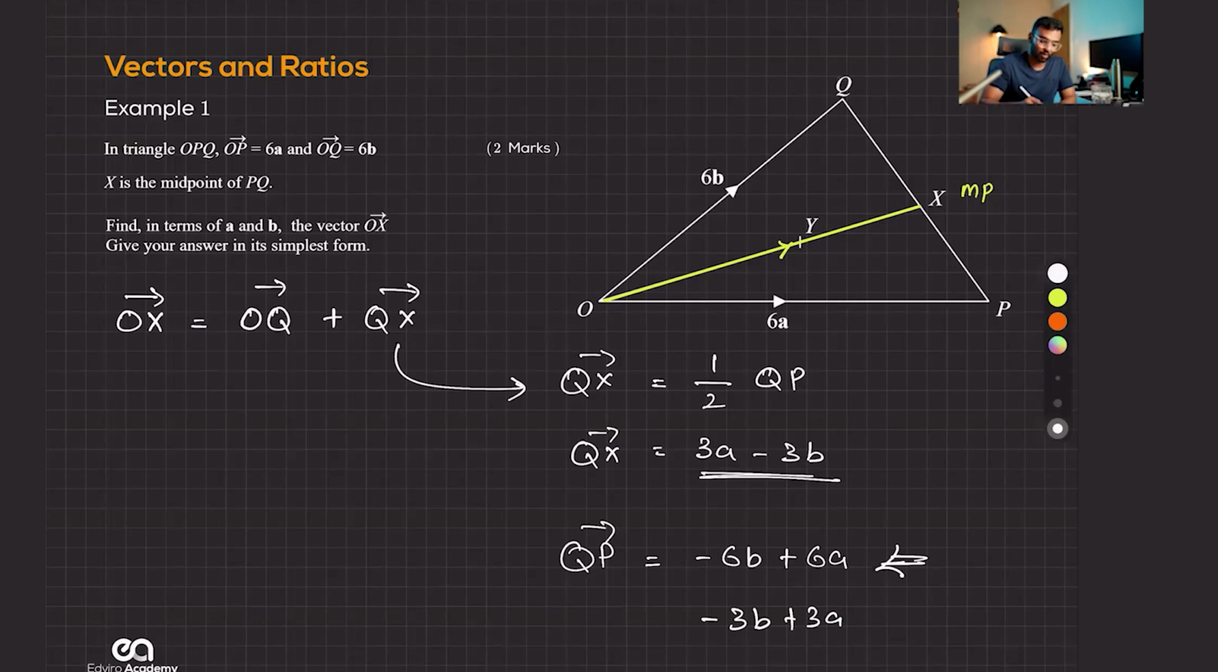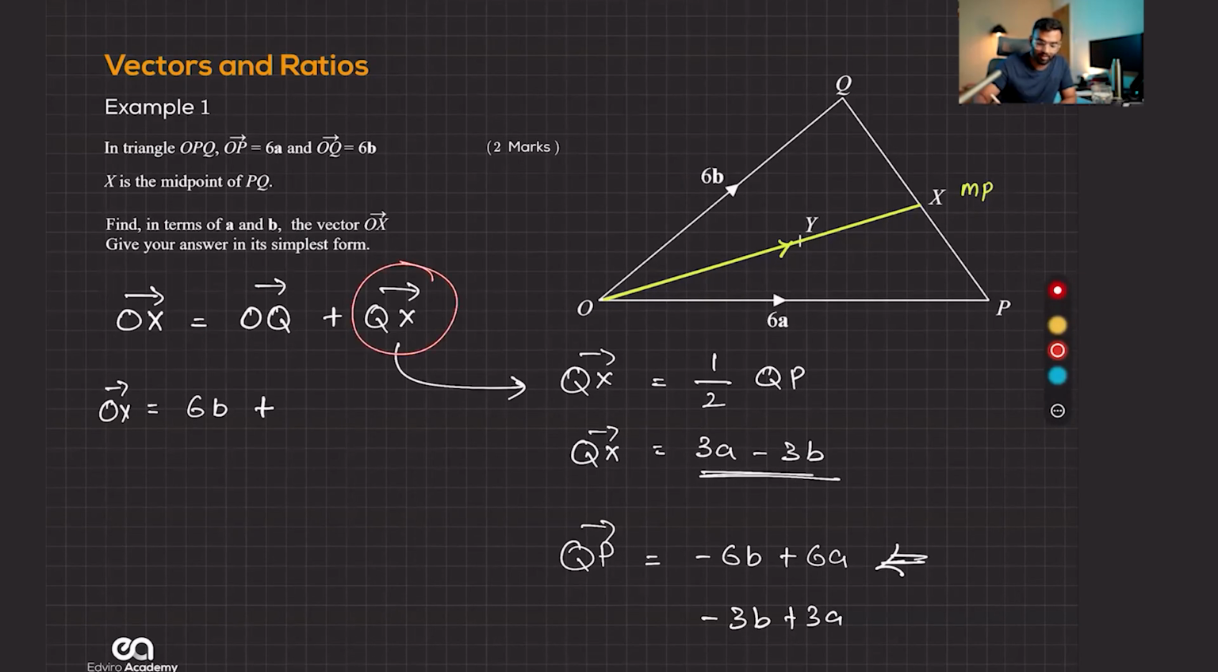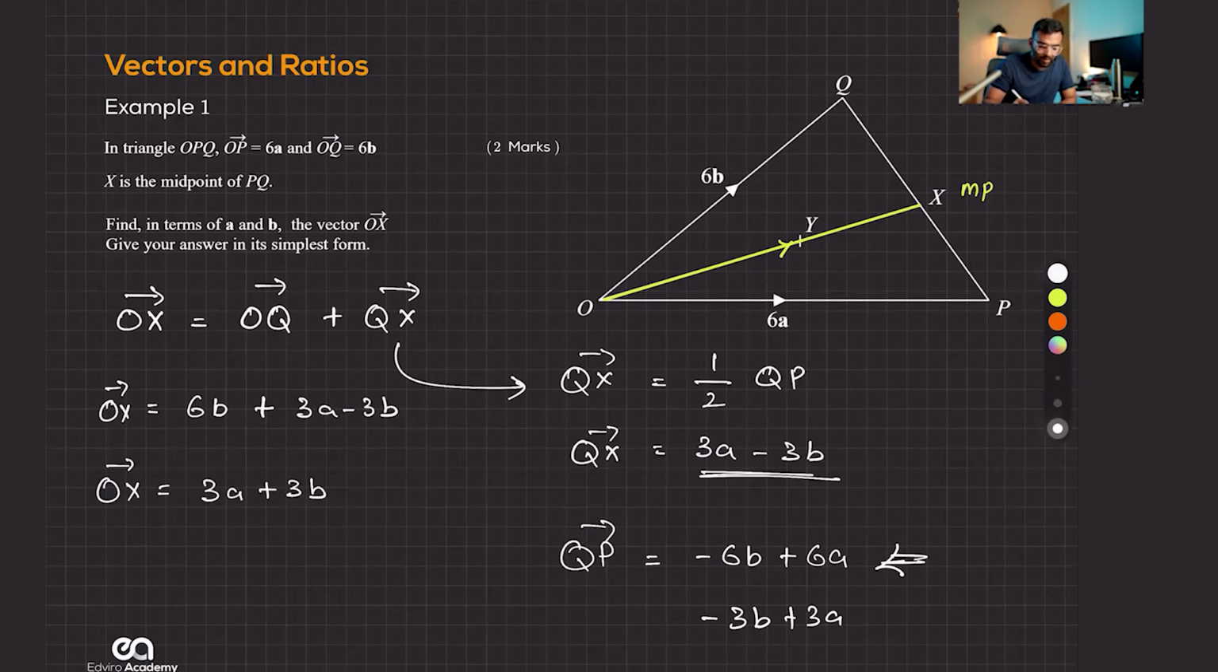We already have QX. So OX, I'm coming back here. OX equals OQ, which is 6b there. So 6b plus QX, which we found out. That would be 3a minus 3b. Add the like terms. We're done. OX equals 3a plus 3b. Done. We're not going to write b plus a. Okay, so how did you get 3a minus 3b?